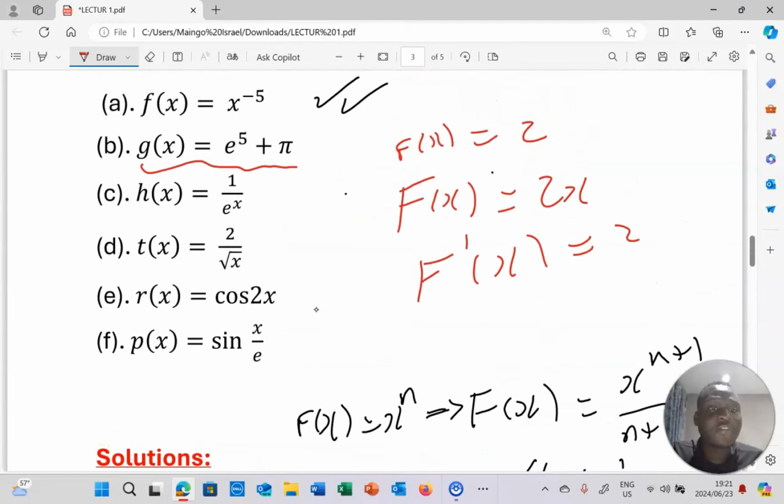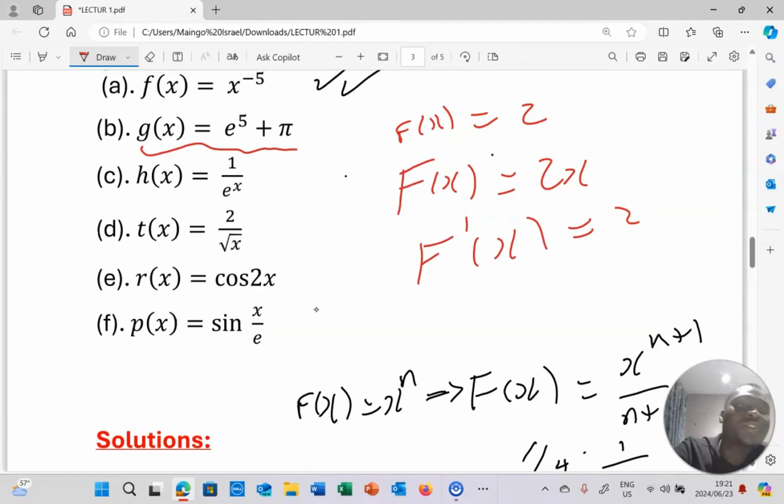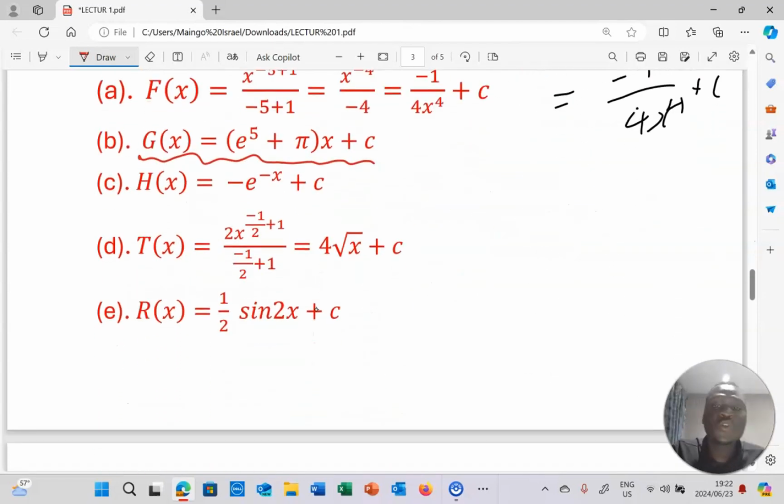So we also have number C, which is h of x equals 1 over e to the power x. You know that 1 over e to the power x can be simplified to be e to the power minus x. I discussed this one, that its derivative doesn't change. This will simply be negative e to the power minus x plus c.